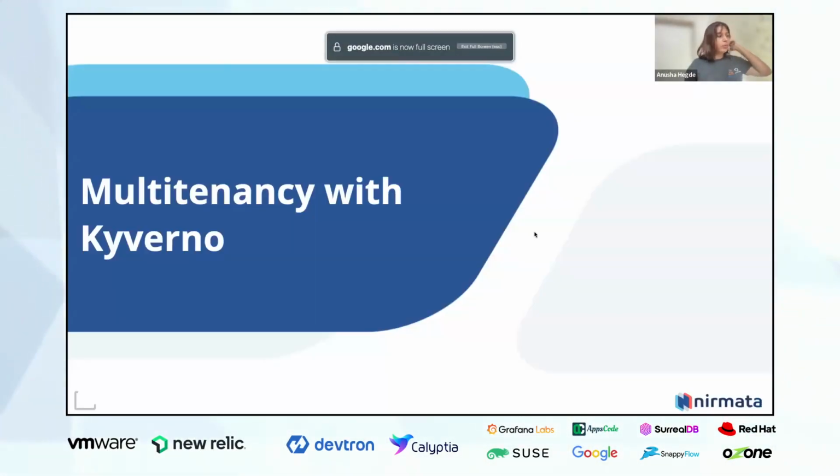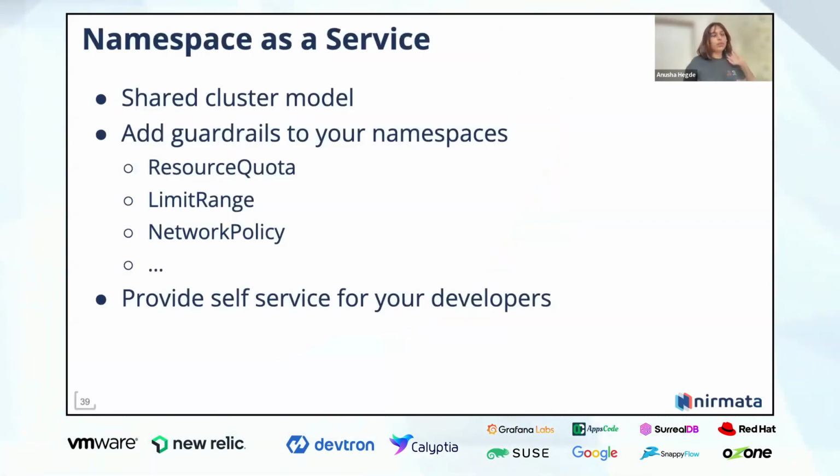All right. So, multi-tenancy with Kyverno. We did touch upon how Kyverno can help with namespace as a service. This is a very common scenario wherein you have a shared cluster model. If you are the platform team and you cater to different development teams, you would have a single cluster, but whenever a particular team requests, they would request a namespace. So you just create a new namespace in your shared cluster and give it to them.